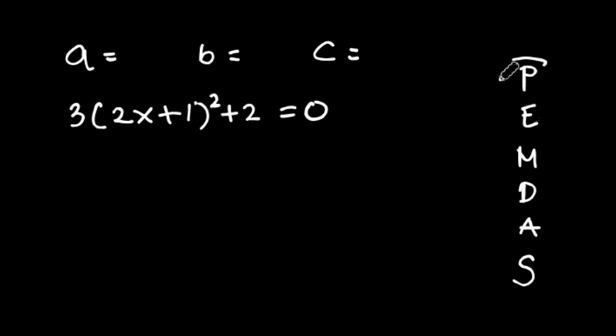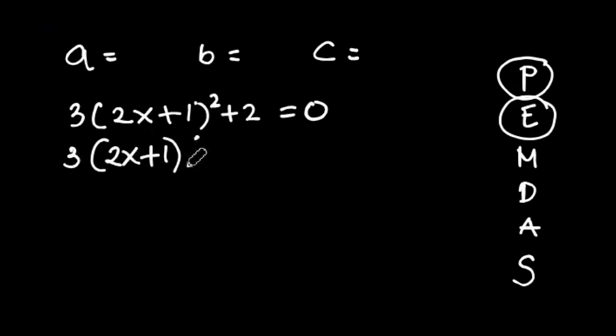So, in here, the P represents the parentheses, tignan natin kung meron bang pwedeng i-simplify sa loob ng parentheses. 2x plus 1 cannot be simplified. Proceed tayo sa next part, which is the exponent. Itong exponent na to, since 2 yan, ibig sabihin, we can expand the 2x plus 1. Since dalawa yan, dalawang beses mong i-multiply si 2x plus 1.